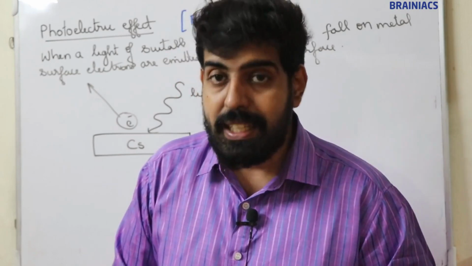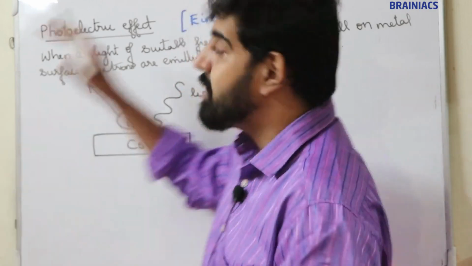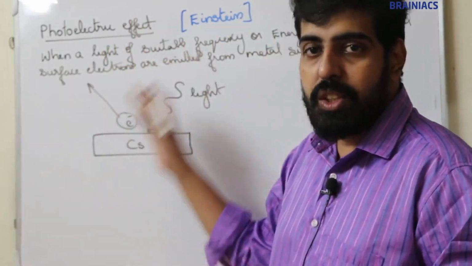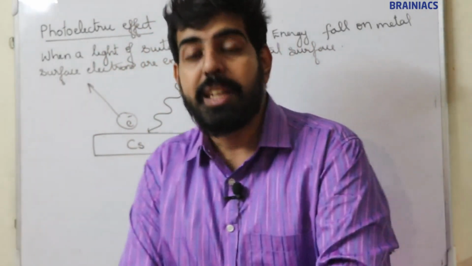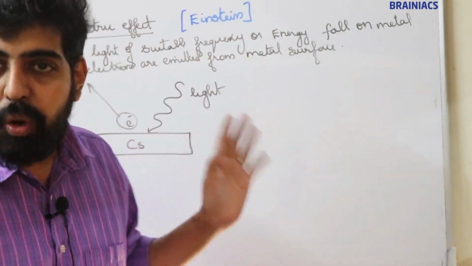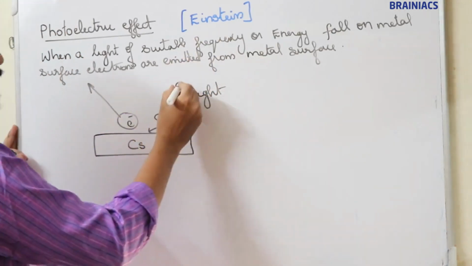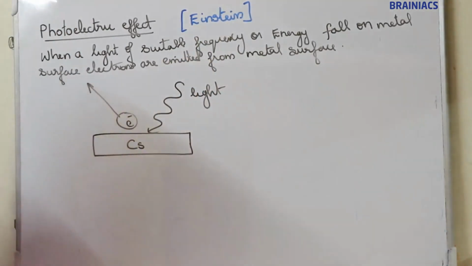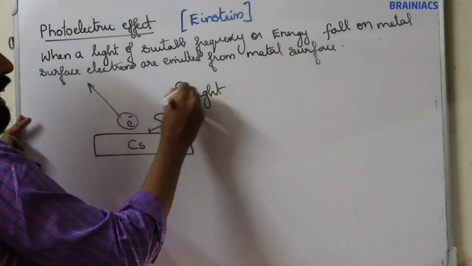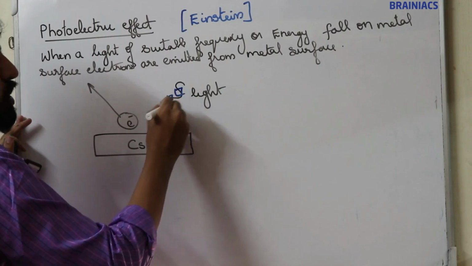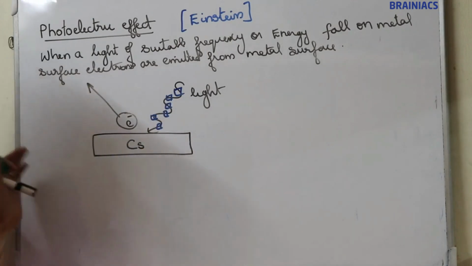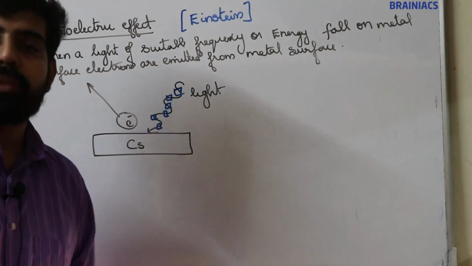This phenomenon, the photoelectric effect, was explained by Einstein by considering Planck's quantum theory. Now, according to Einstein, light consists of energy packets. Those energy packets are known as photons. According to Planck's quantum theory, light is a form of energy, and energy consists of energy packets. In the case of light, they are known as photons.